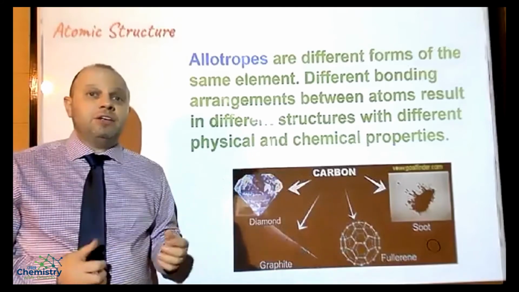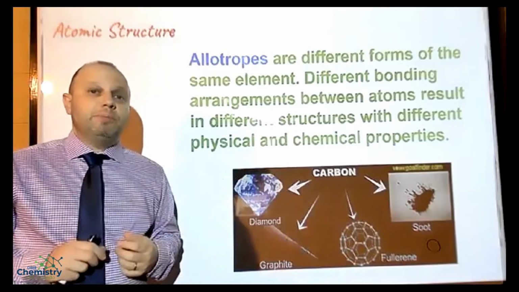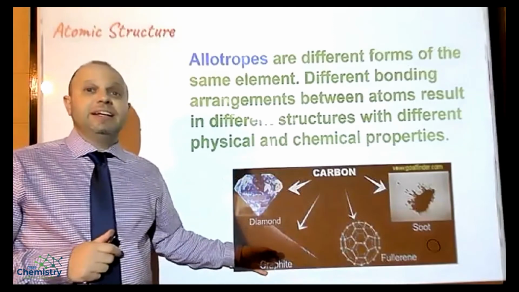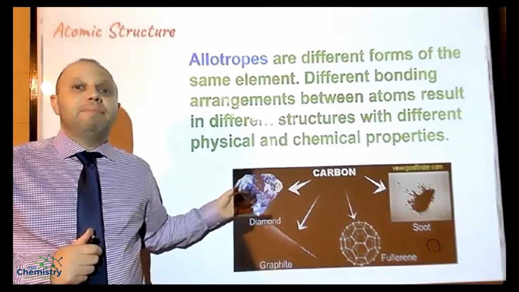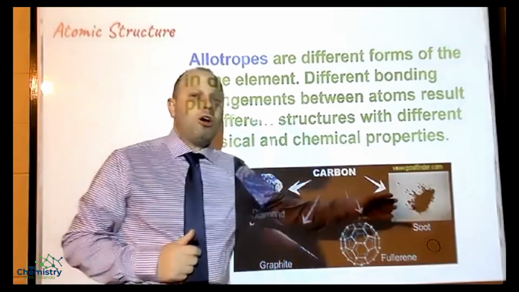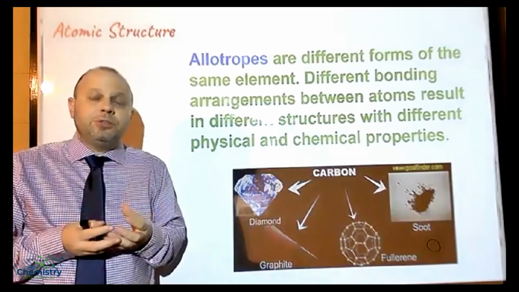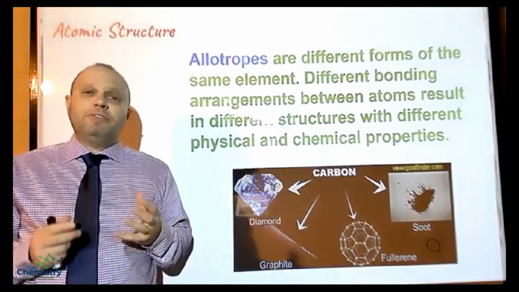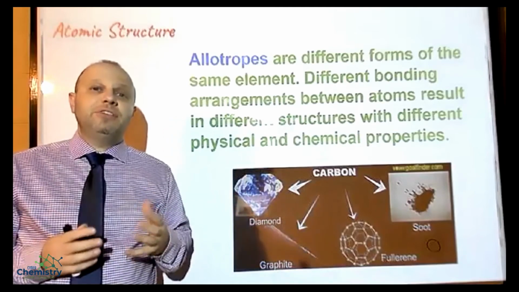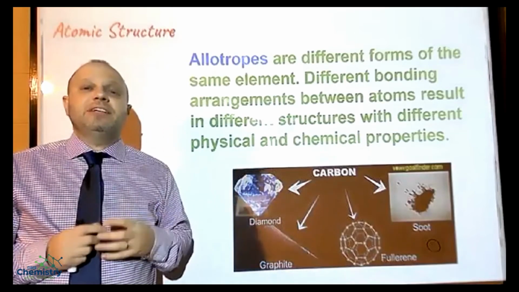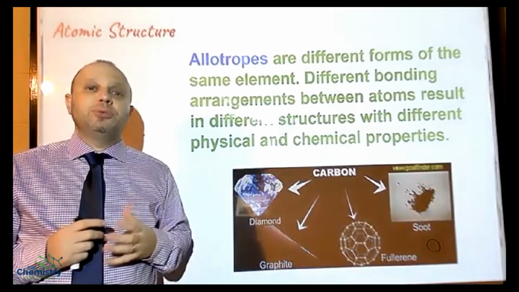Believe it or not, the graphite that you use in your pencil is carbon. It's the same carbon atoms that make up a diamond, and the same carbon atoms that are left behind when you burn something and there's soot residue. All of these are different forms of the very same element, and what makes them different is how the carbon atoms are bonded to each other.